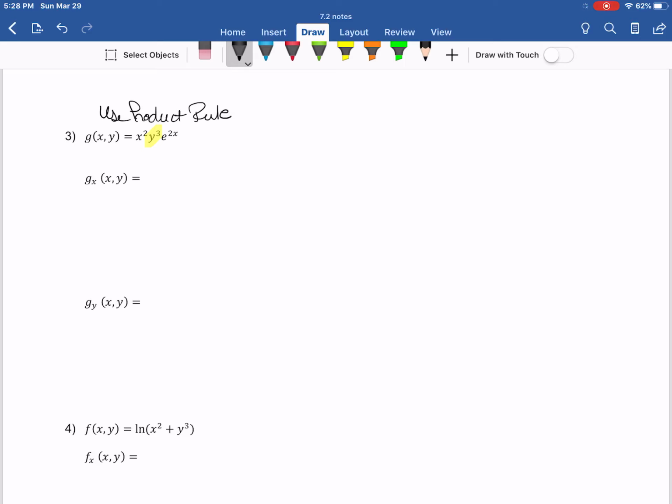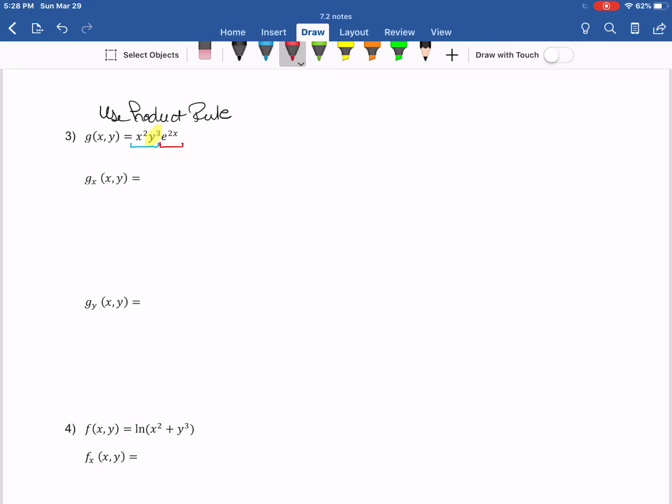Okay, so where does that y cubed go? Should it go with the first part or should it go with the second part? And the answer is, it doesn't matter. So I'm going to put it with the first part. That's my first part. Here we go. This is my first part, and this is my second part.